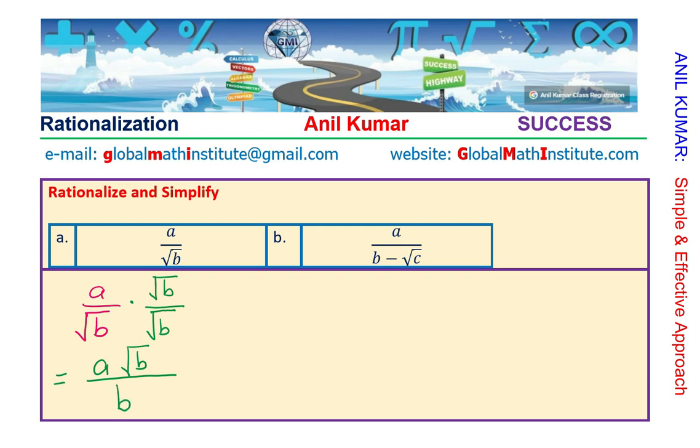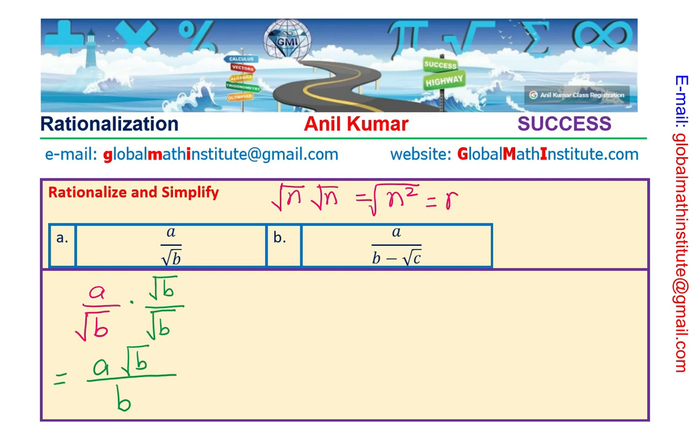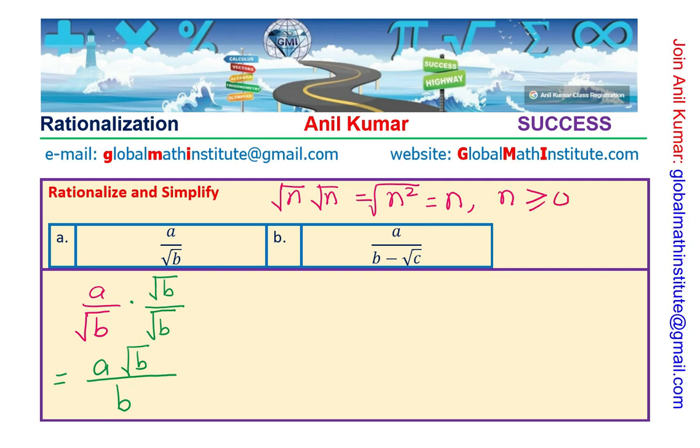Perfect. So what you learn here is that when you multiply any number square root n with square root n, in that case we get n, since we know that n is greater than or equal to 0. If n was negative, then square root of n will not be a real number. You get the whole idea, right?